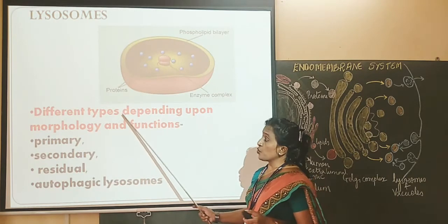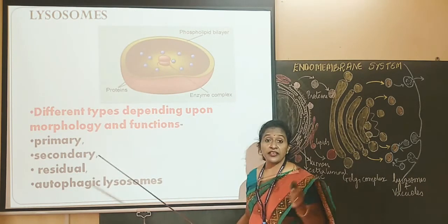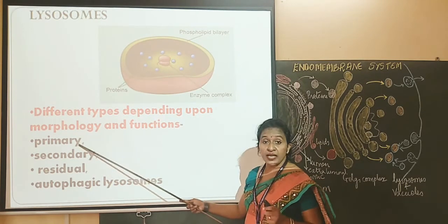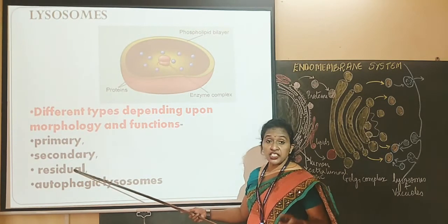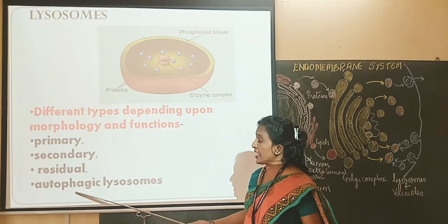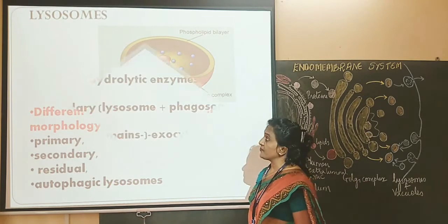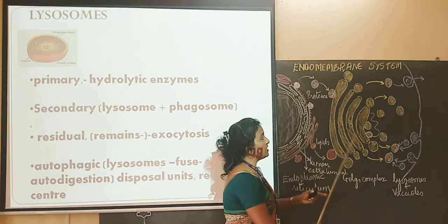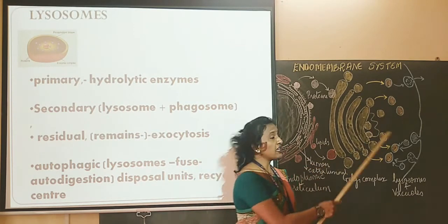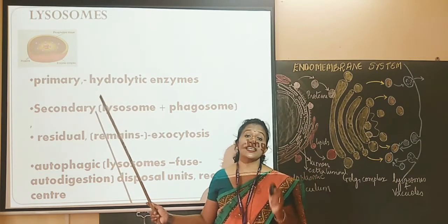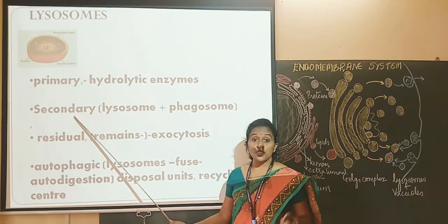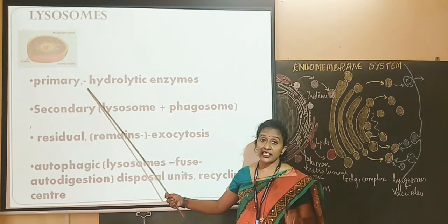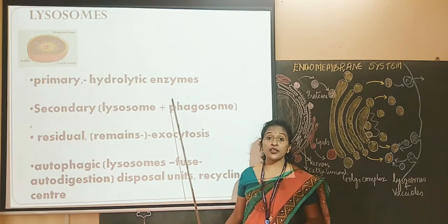Accordingly, those lysosomes will have the enzymes. Lysosomes are of different kinds depending upon what structure they have and what functions they will be performing: primary, secondary, tertiary, also called residual, and autophagic lysosomes. Primary lysosomes are those vesicles which are formed directly from the maturing phase, and they will have the hydrolyzing enzyme.